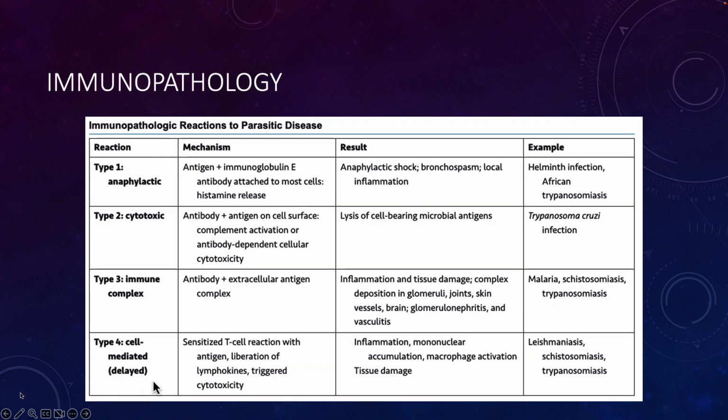Various immune responses to parasitic diseases are listed here. Anaphylaxis is relatively common, especially with some of our helminth infections. But you can have everything from cytotoxicity caused by the immune system, immune complex formation, and delayed, which is similar to what we see with tuberculosis, it's a cell-mediated response.